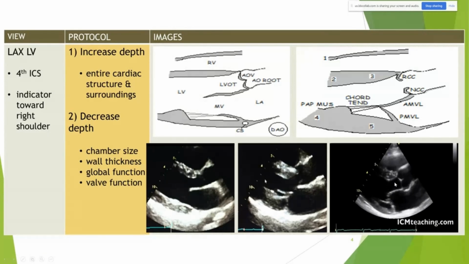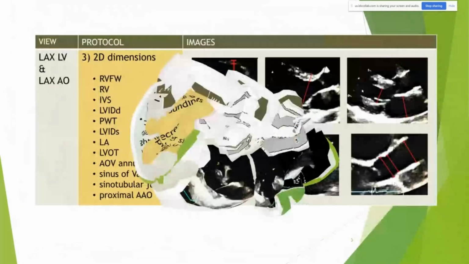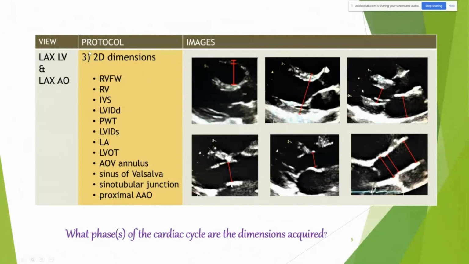So let's talk about the 2D measurements that we do. When we're looking at the parasternal long axis left ventricle and the long axis aorta, these are some of the measurements that we will do. You will do your right ventricular free wall measurement. I actually don't like to measure it here because it's more accurate in subcostal, so I probably wouldn't measure it here. You'll measure your right ventricle, and this measurement should be done at the largest dimension separately from the rest of your measurements, and you're measuring it in end-diastole. That's when the ventricles are the largest.